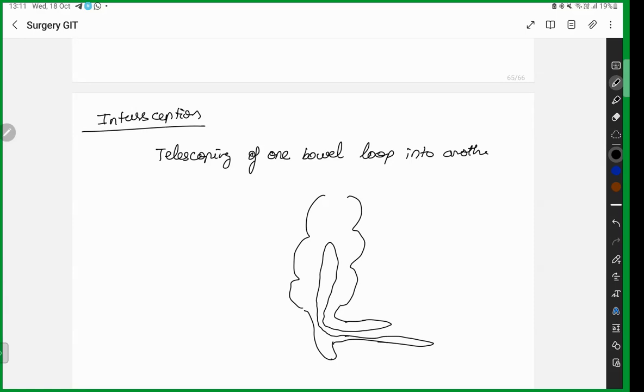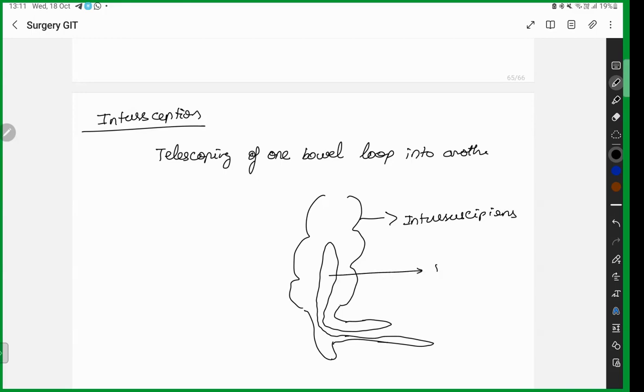The loop that descends inside is the ileum, which is going to enter into your colon. So the colon is going to be the intussusceptum recipient. So who is going to be the donor here?